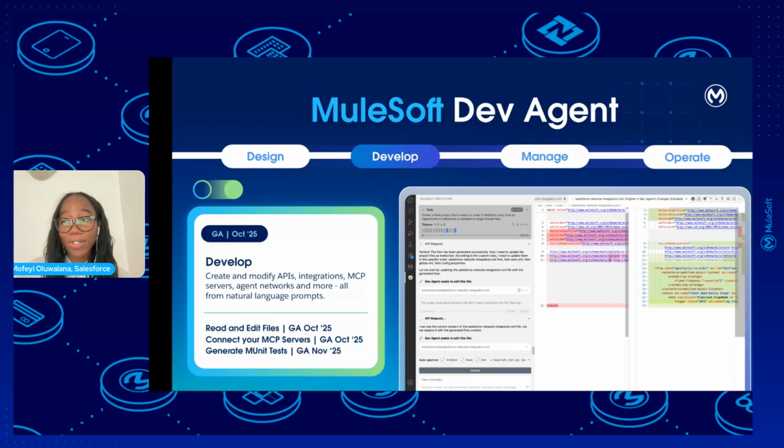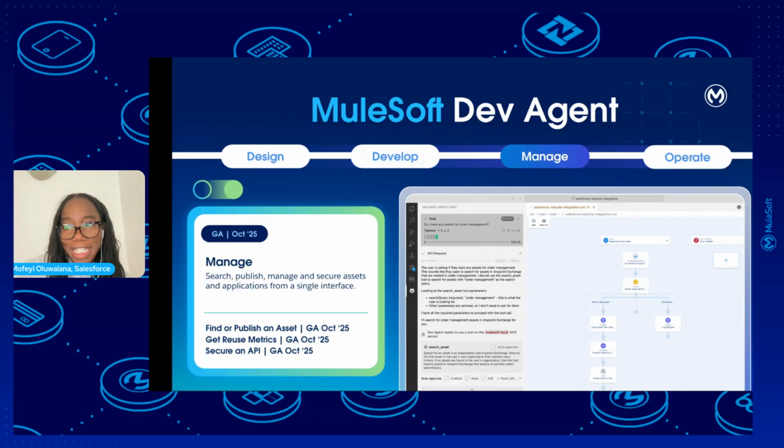Dev Agent is also able to directly read and edit your files, which means that it has all of the context of any new or existing projects you want to create or modify. But we're not stopping there. Dev Agent is also MCP enabled, which allows developers to connect MCP servers they build, but also use the tools that we provide out of the box to interact with your Mule footprint. All of the tools developers need to build new applications or modify existing ones are now available natively in Dev Agent.